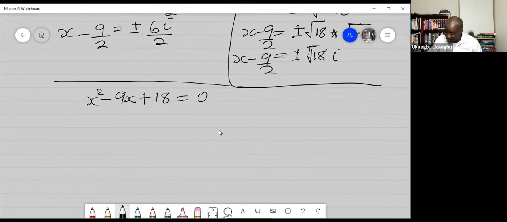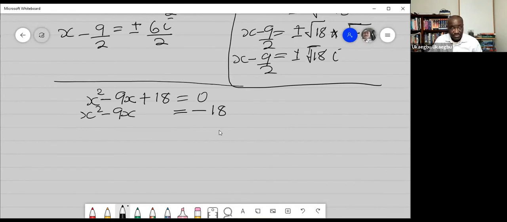First of all, the coefficient of x squared is 1, so we don't need to divide anything. So we leave it. But we have to transfer this 18 to the other side, and when we transfer plus 18, it becomes minus 18. And we are left with x squared minus 9x.